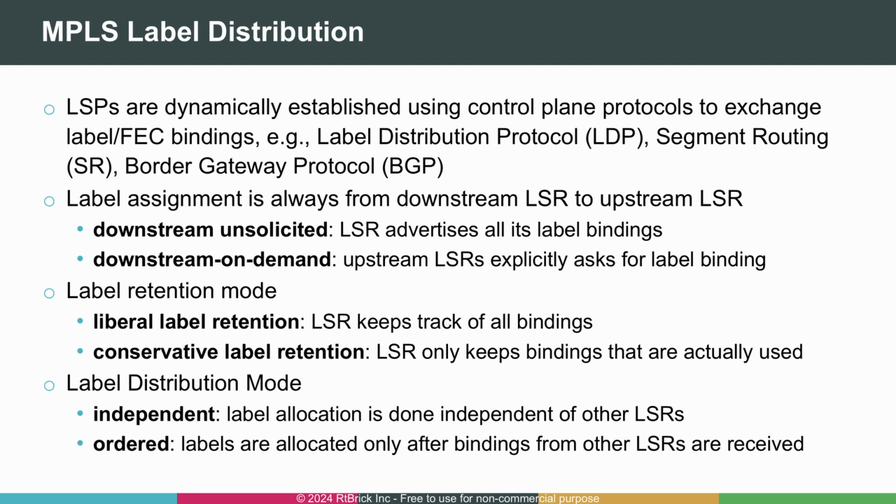Finally, there are two modes for label allocation. In independent control, each LSR allocates a label for a FEC and distributes it to its neighboring LSRs, regardless of the labels assigned by other routers in the network. This is similar to the behavior of standard IP routing protocols. With ordered control, an LSR allocates a label to a FEC only if the downstream router has already done so.